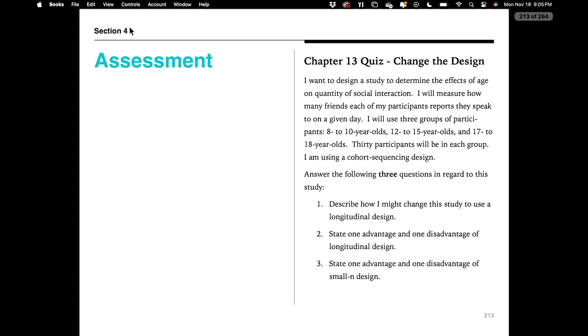The next question is, state one advantage and one disadvantage of the longitudinal study. And then state one advantage and one disadvantage of a small n study. Those 2 questions on the end don't refer to that study. The only question that refers to the study in the description is the first one. The next one is pretty common in this class, where I ask you to talk about the advantages and disadvantages of a particular method. Now that is it. There's no discussion this week. Just the quiz. That's what we're going to be doing this week.